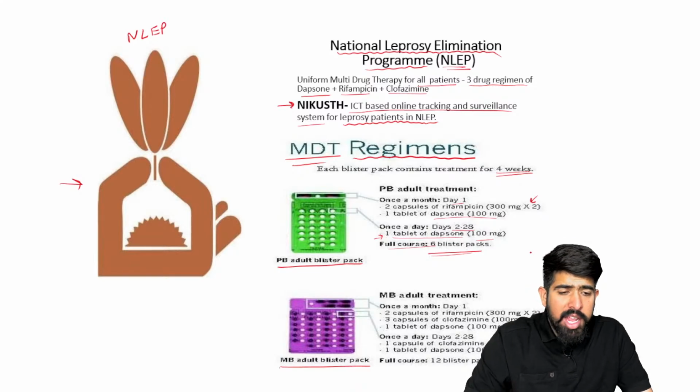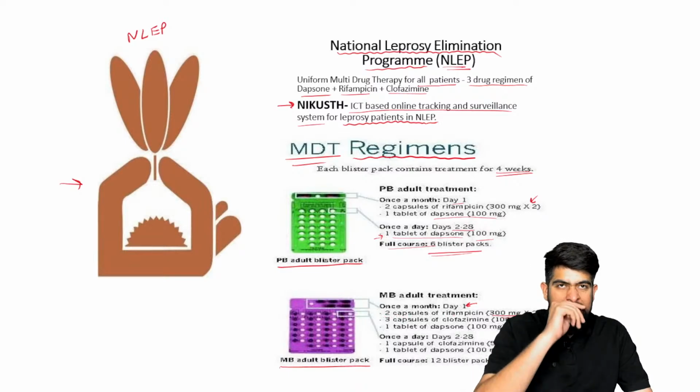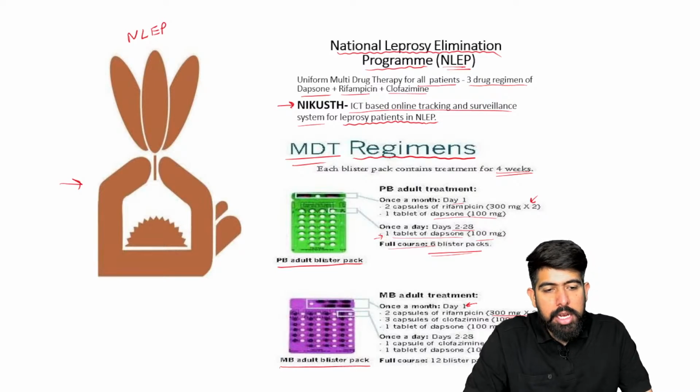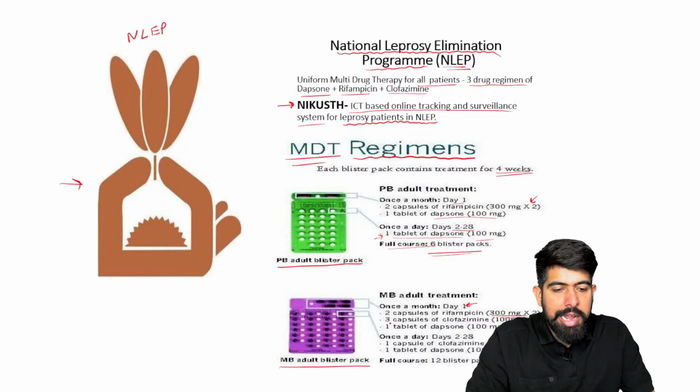If we're talking about multibacillary, there is a once a month dose on day one. What is given on day one? We give 2 capsules of rifampicin, which is again your 300 mg. Two capsules should be given, so a total of 600 mg rifampicin is given on day one, and 3 capsules of clofazimine, which is your 100 mg capsule.